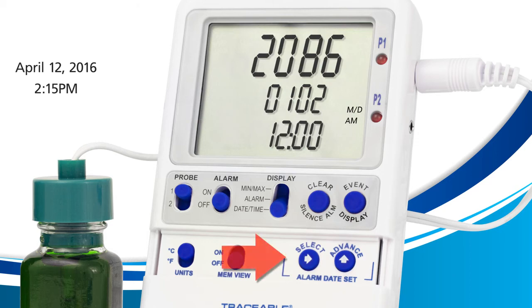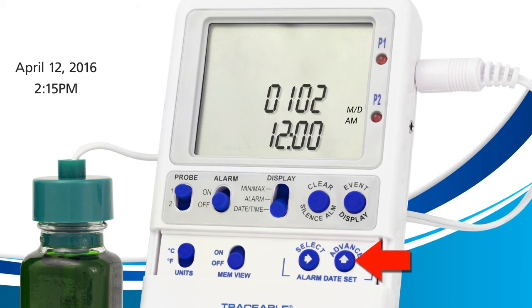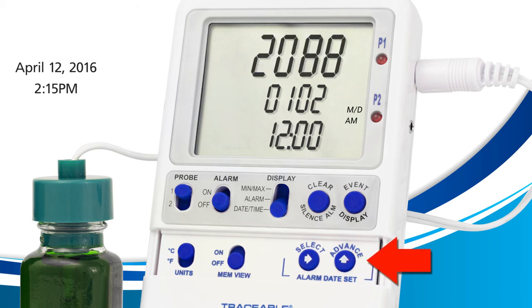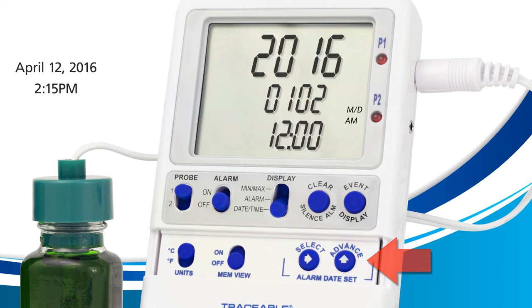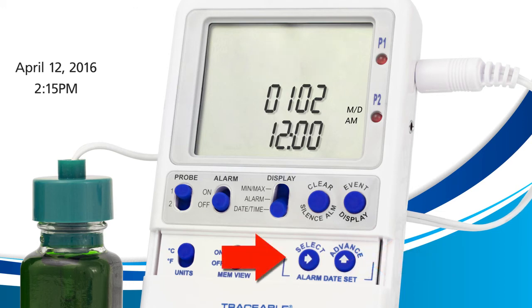First, we'll start by pressing the Select button to select the year. Now that I'm here, I'll press the Advance button several times until I reach the year 2016. To reach my goal faster, I can hold the Advance button down to quickly and easily increase the year. Once you have the correct year, press the Select button to move on to the next field.